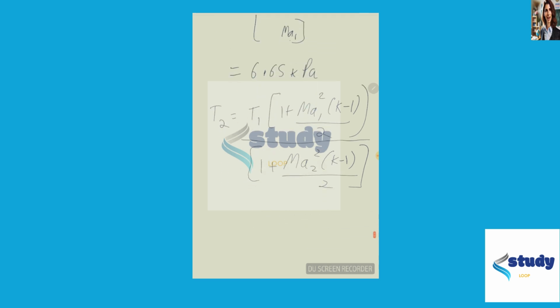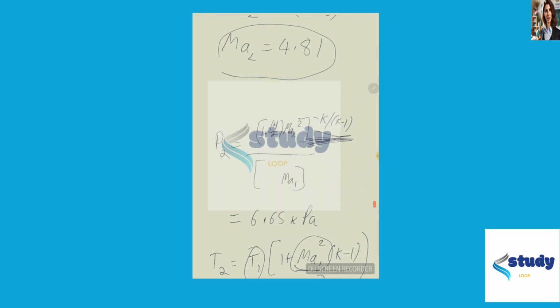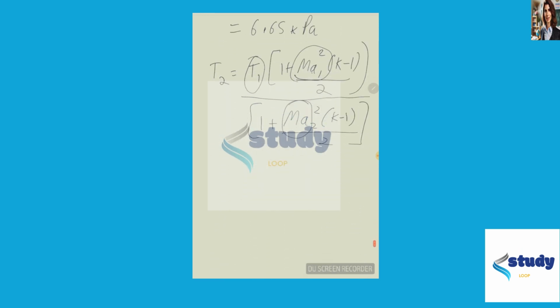So on inserting the initial temperature which has been given to us, the initial Mach value which is given to us, the Mach 2 value which we calculated above, and then the k value which is 1.4, on substituting all of these, we get the temperature to be equal to 153 K.